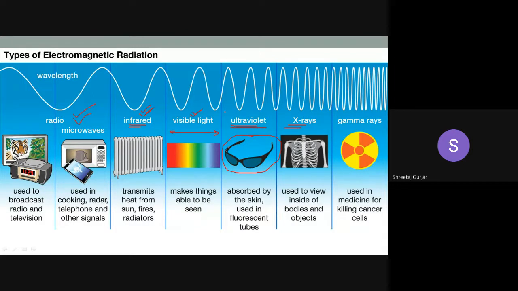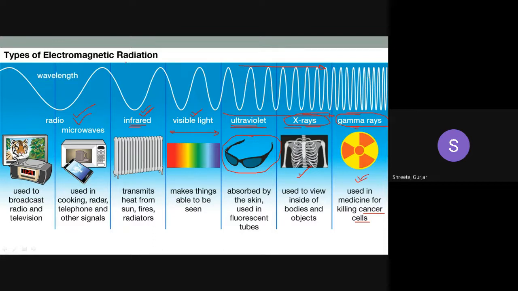As we go down this spectrum, the wavelength decreases, right? The wavelength keeps decreasing. X-rays and gamma rays are used for curing cancer, for medical purposes. Gamma rays, X-rays, beta rays, all these are very harmful to your body, so we stay away from these radiations. They are not good for your health. They have very high penetrating power because their wavelength is very, very small. They can penetrate through anything.